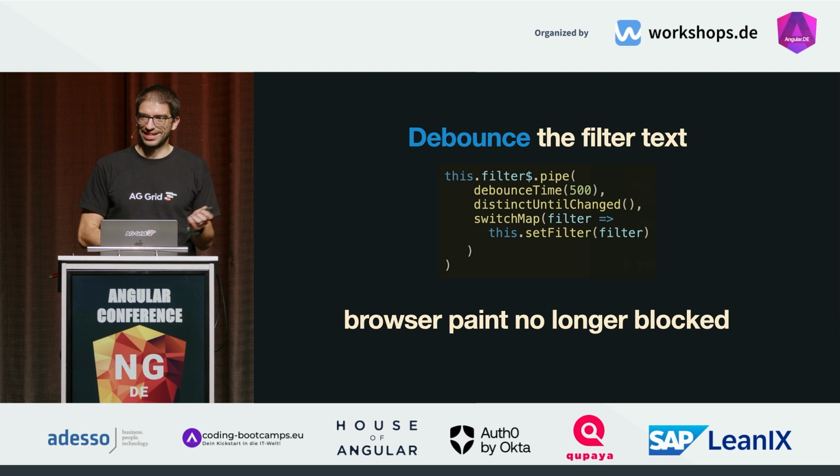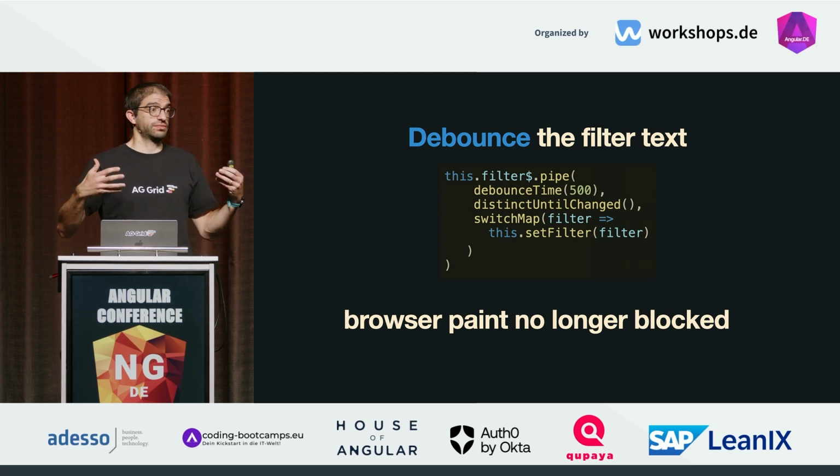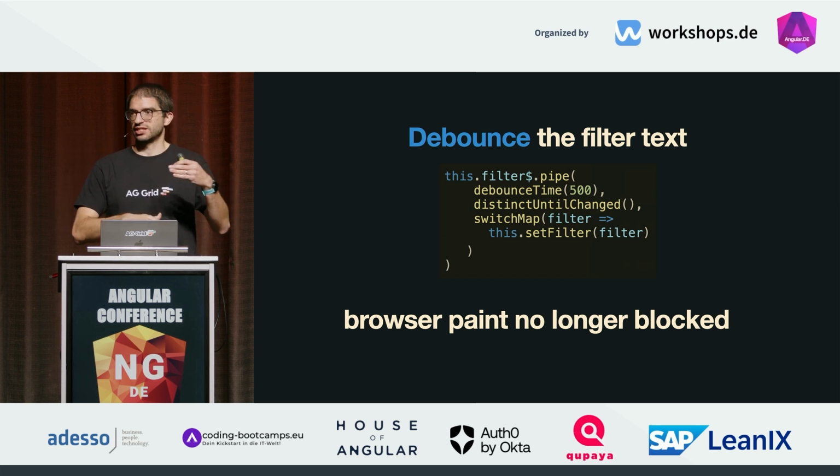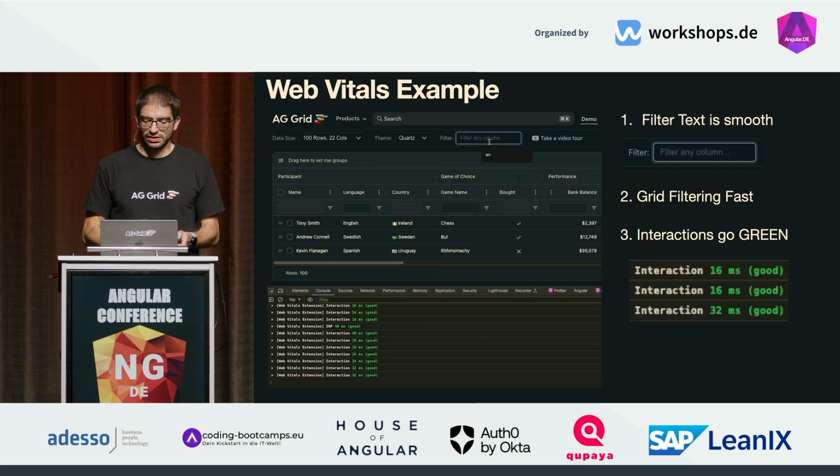So this is a classic case of, yes, you've got to debounce the filter input. We don't want AG Grid to be doing the expensive filtering on every single key press, and we don't want it to be doing that synchronously. So by debouncing the filter input text, we're giving the browser the ability to paint those letters before we do the expensive calculation of now let's filter everything, which is going to block the browser from painting for a bit. So that's a relatively simple fix.